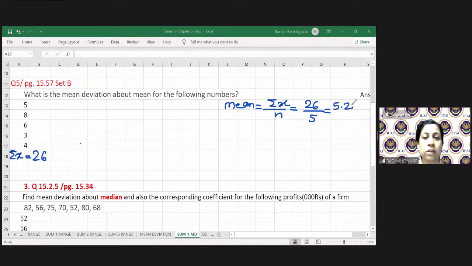Okay. So now we have 5.2. Now let us do what? I have to now find out. Yes. Very good. We have to now find out x minus a. Okay. So we have to now find out x minus a.